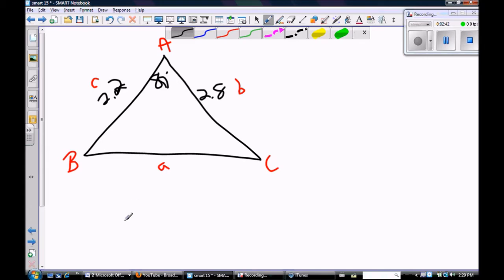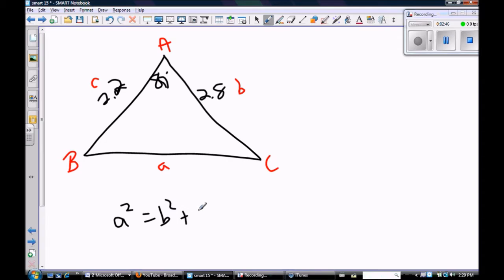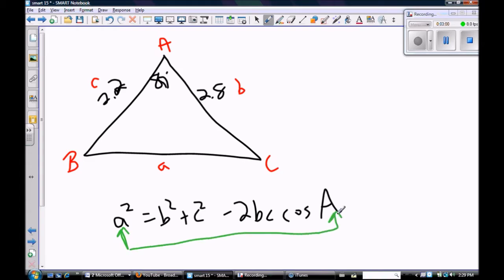So therefore, I'm going to set up the cosine law like this. a squared equals b squared plus c squared minus 2bc cosine A. So again, make sure you understand how the cosine law works. This side here matches the angle over here, and the other two variables are the other two sides of the triangle. So I'm looking for little a. I have b, c, and I know angle A. So let's go ahead and do the math.